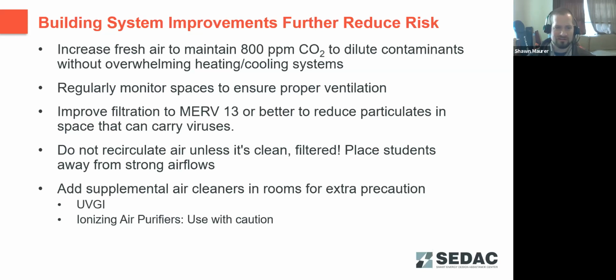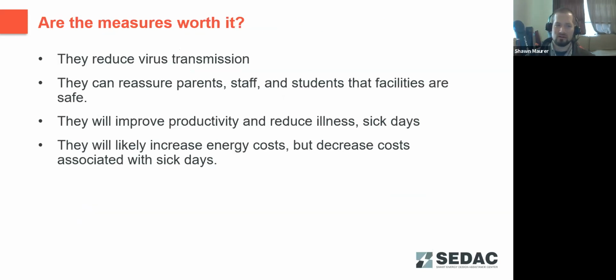Don't recirculate air unless you've filtered it and cleaned it. If you're looking at supplemental air cleaners for a room, like UVGI or ionizing air purifiers, again, look at those with caution, but those are good options for particularly high-risk rooms where you might be limited on filtration strategies or ventilation strategies. And lastly, are the measures worth it?